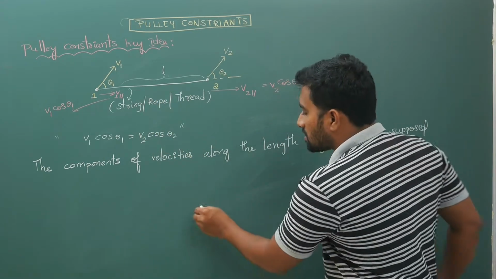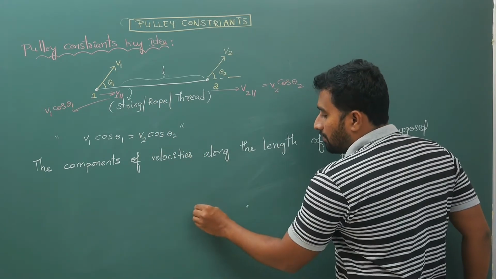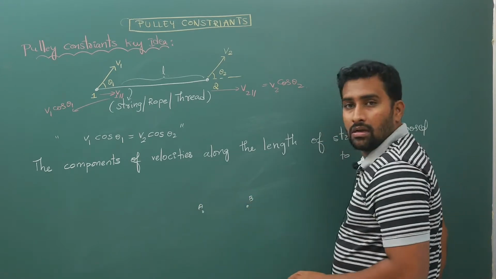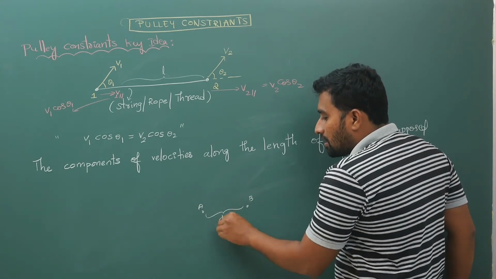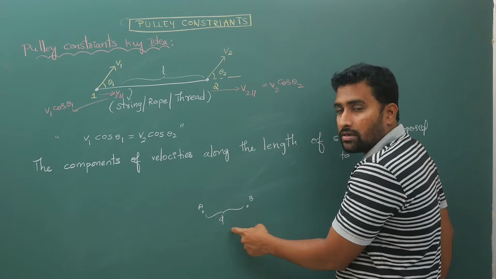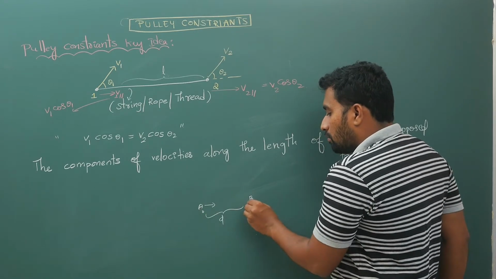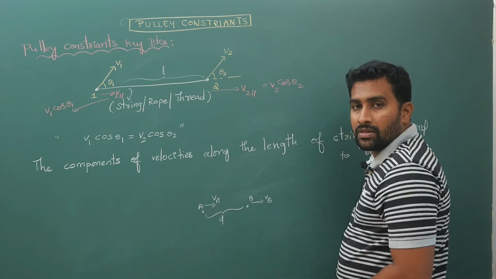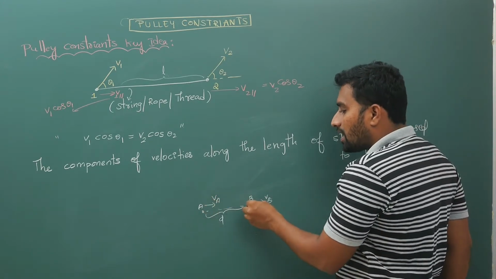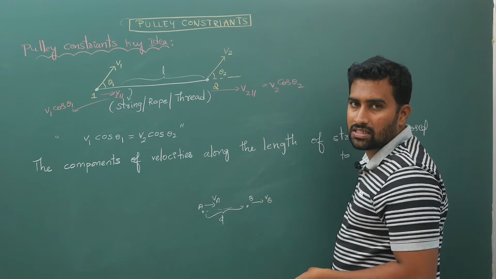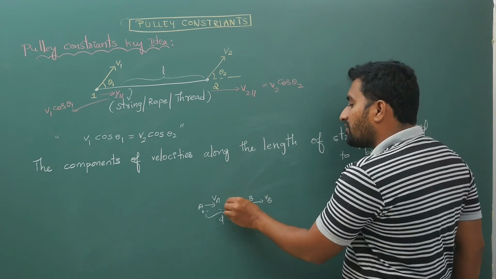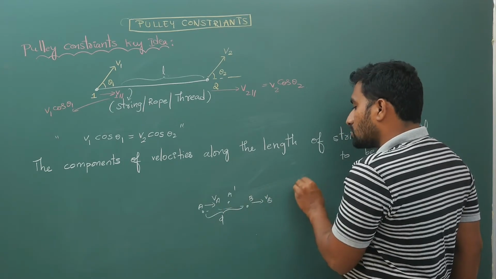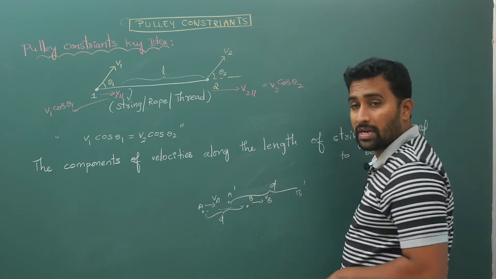If you have two bodies which are moving, body A and body B, at some distance d, now for this distance d to remain constant, what is supposed to be there? Both VA and VB must be equal along the line joining these 2 points. If they are equal, then only they will cover equal distances, so that finally also, if they come to some A dash and B dash, once again your distance will remain constant.